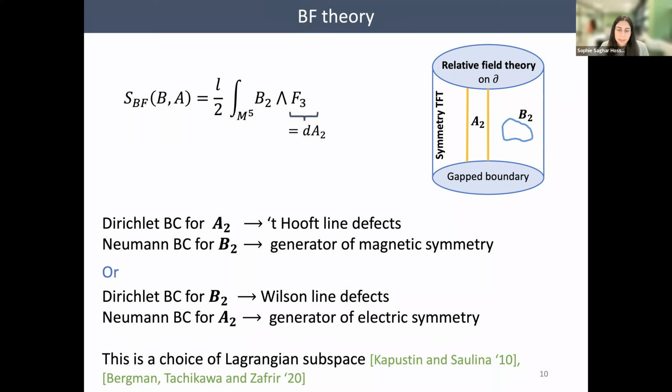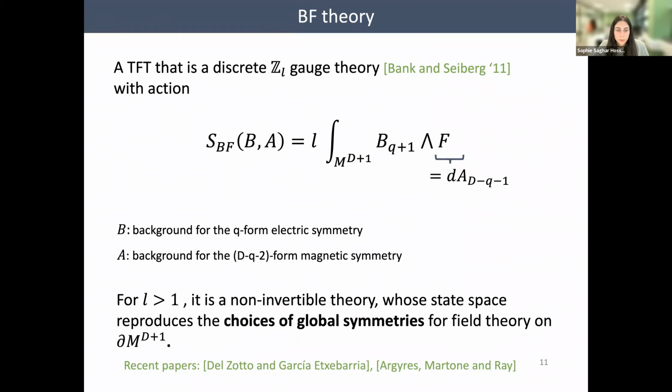Okay. And as we will see, these choices can be understood as choosing a Lagrangian subspace or a gauge group in our gauge theory. So more generally, you could have a theory in D dimensions with a BF theory in D+1, where you have a q-form electric symmetry and a dual magnetic (D-q-2)-form symmetry. And there the action would be given in terms of these background fields for these symmetries. And this is a discrete gauge theory.